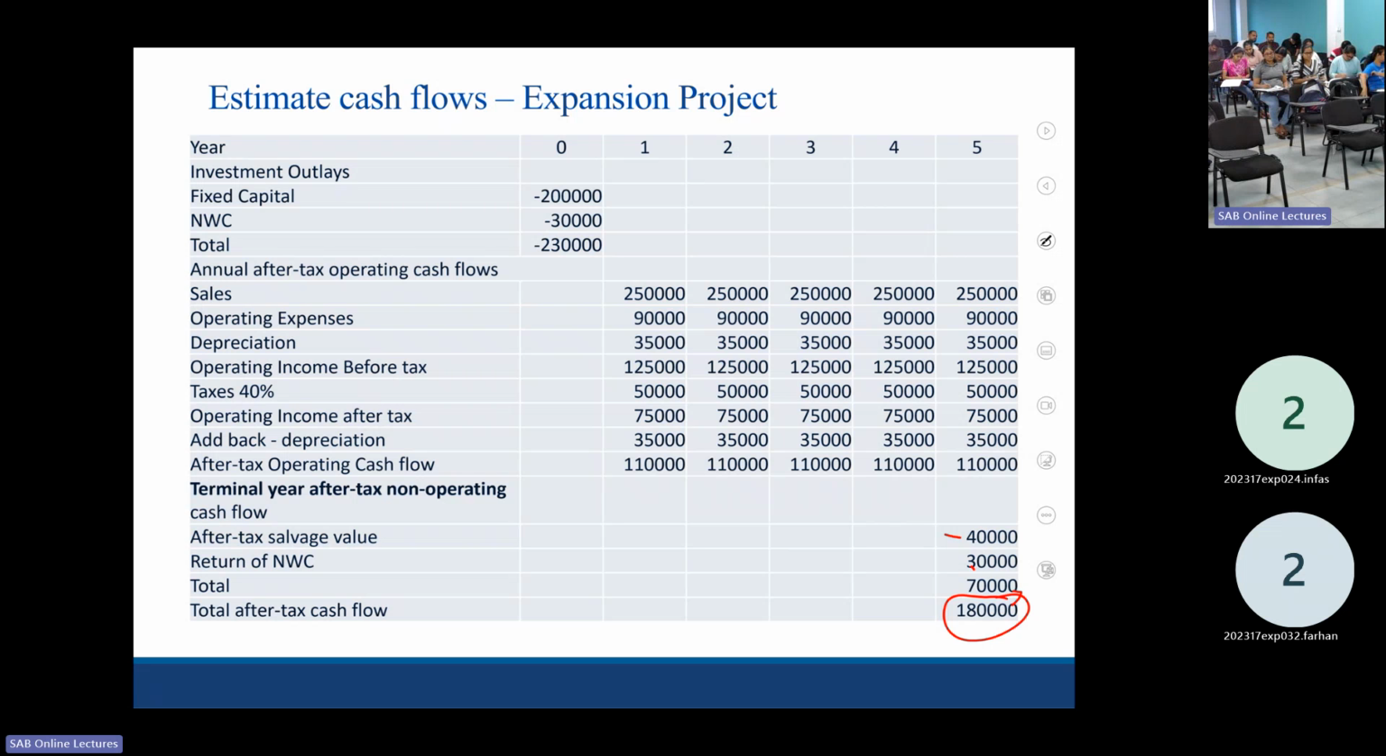So this is the cost of the project. This is the each year net cash inflow. This is the terminal year cash flow. This is the after tax operating cash flow during the 1, 2, 3, 4 years. This is the terminal year cash flow.